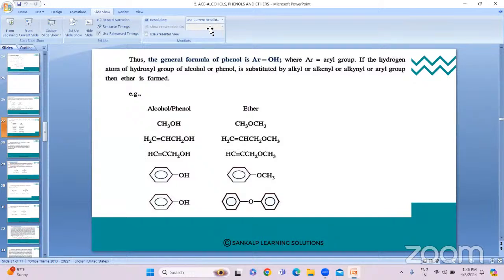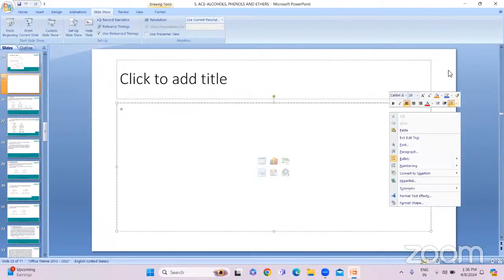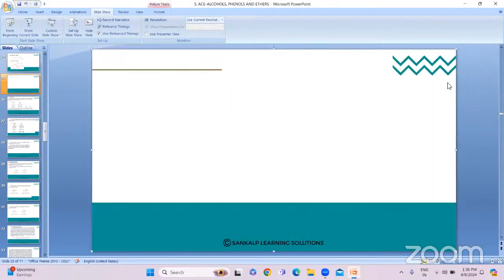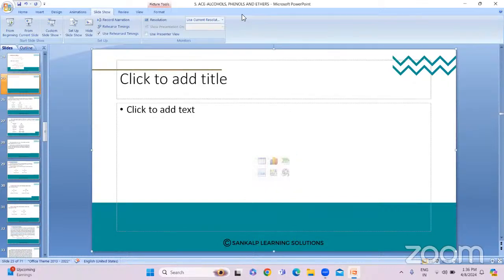Can anyone tell me what you mean by vinylic alcohols? In this alcohol, the OH group is directly attached to a carbon-carbon double bond. Yes, so these are your vinylic alcohols, right? Okay.